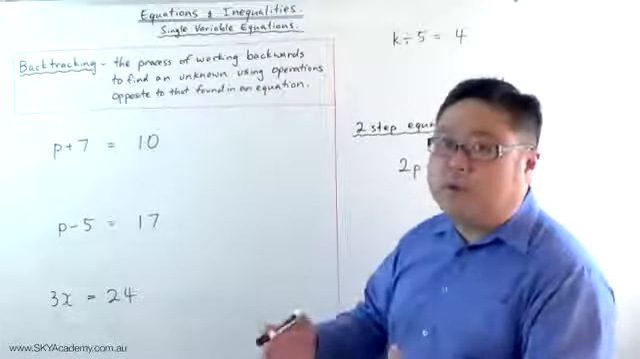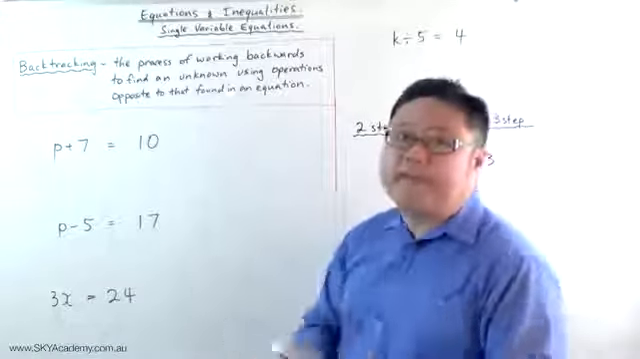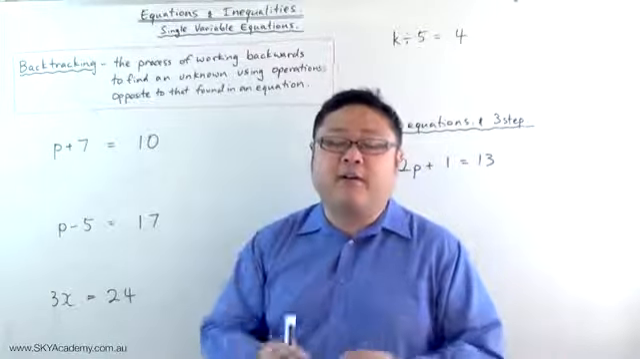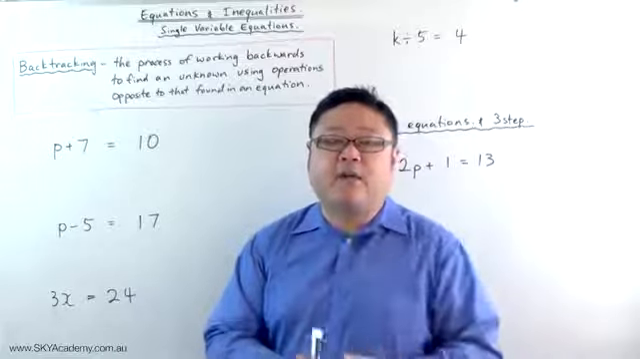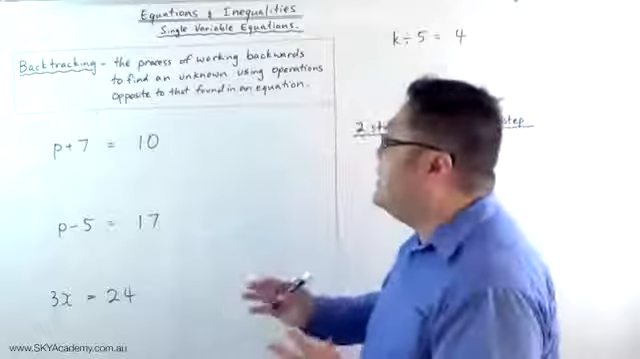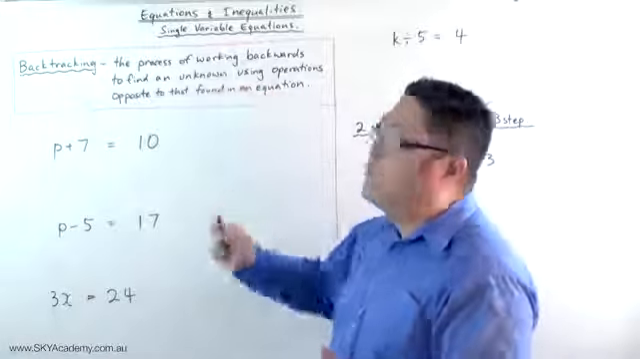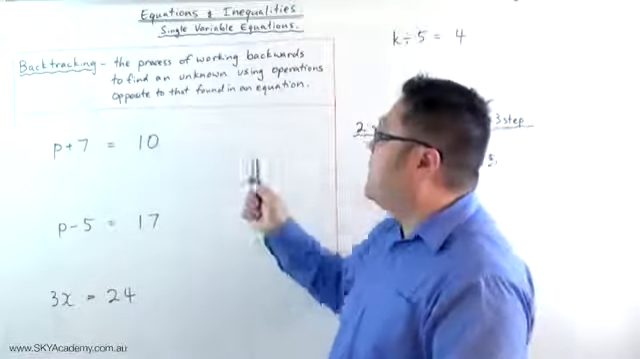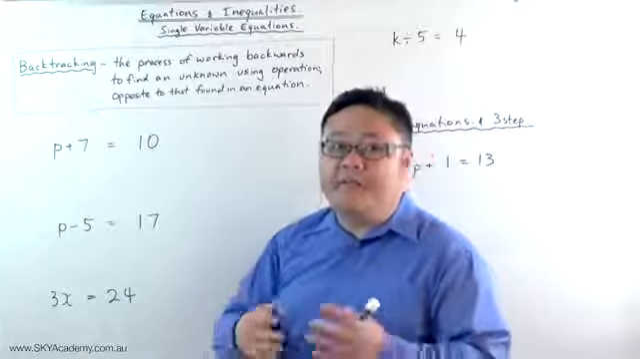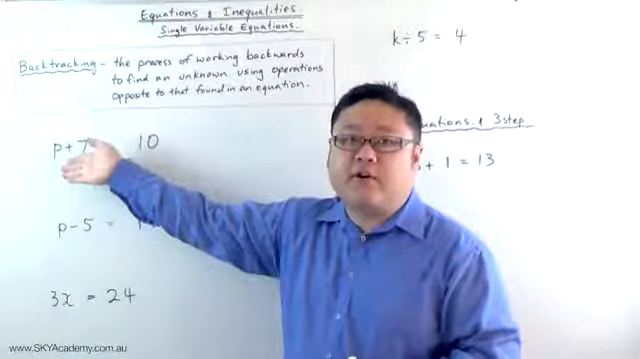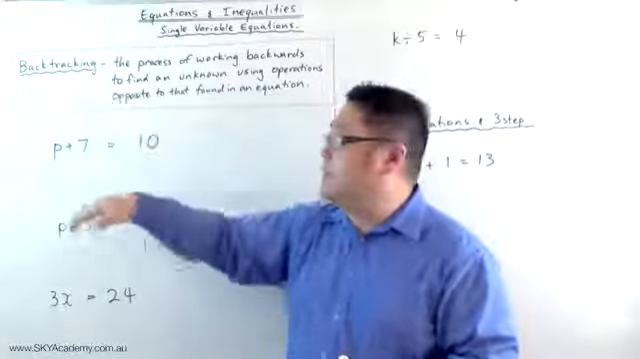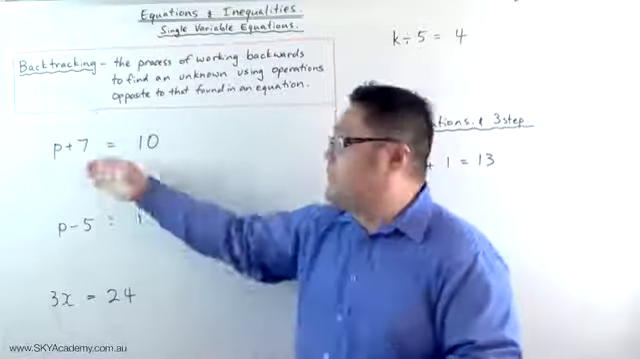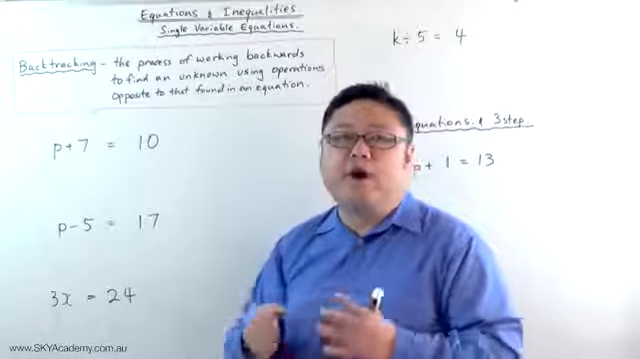And the key to doing equations is to understand the concept of backtracking. Backtracking is a concept you may have encountered from year 7 all the way to year 10. Somewhere along the line you will have been introduced to backtracking, but backtracking is simply the process of working backwards to find an unknown quantity using the operations that are opposite to that found in the equation, right? So if in the equation you find a plus, backtracking would mean that you would use the opposite operation, which is a minus. You're basically undoing that operation that is found in the equation. You undo it by doing the opposite to it.